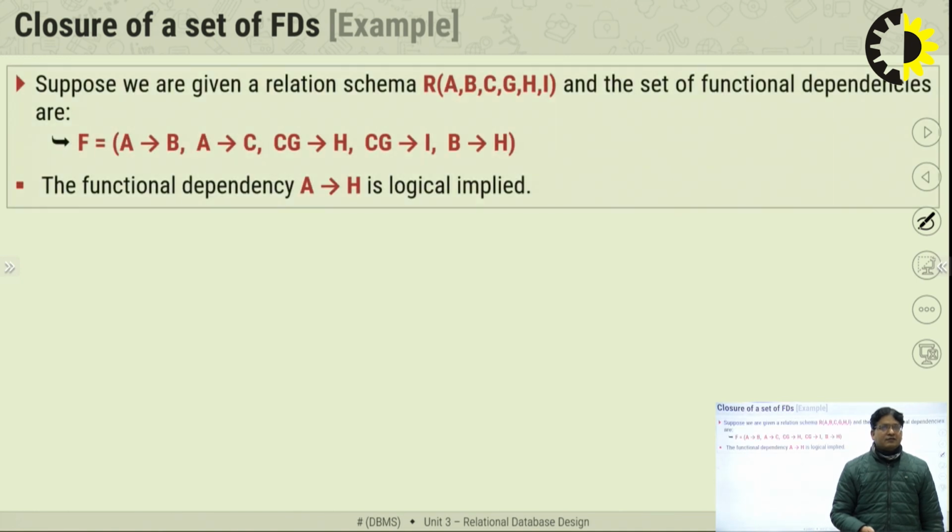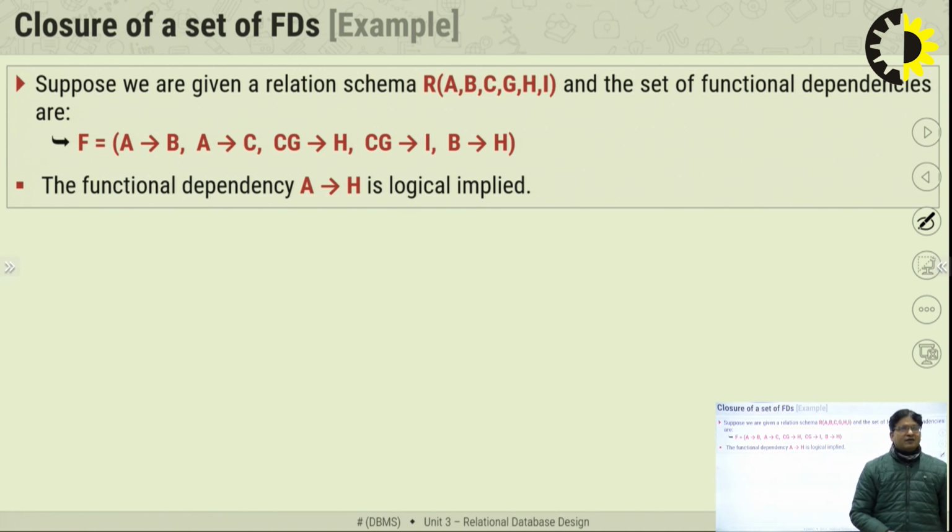Now let us see one example. Suppose we are given a relation R having the attributes A, B, C, G, H, I and set of FDs F. The set of FDs are A determines B, A determines C, CG determines H, CG determines I, and B determines H. So what new set of FDs are we going to derive?